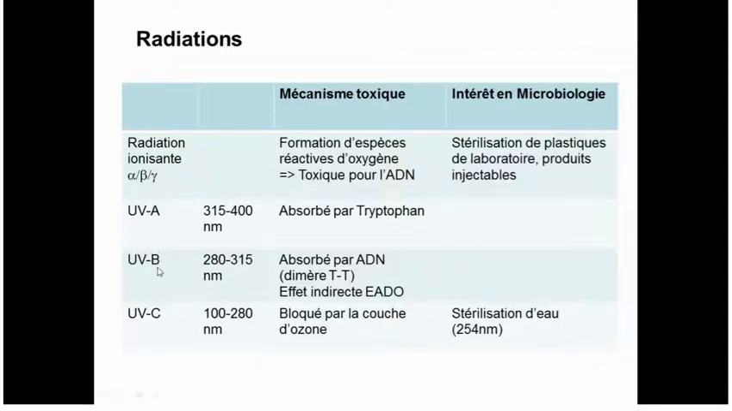UVA and UVB are harmful but slightly less lethal than UVC. So UVA is strongly absorbed by tryptophan, so it's going to hit proteins and perhaps interfere with their function and their structure. So there's kind of an effect via proteins here. UVB is absorbed by DNA and can lead to the formation of thymidine dimers that have to be repaired. But once again, they can also exert a toxic effect through the formation of reactive oxygen intermediates.